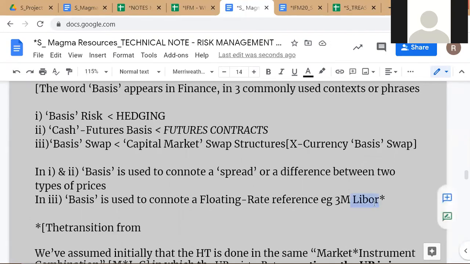Here we can use LIBOR in general because it's referring to the methodology. Transition from LIBOR to SOFR is underway.